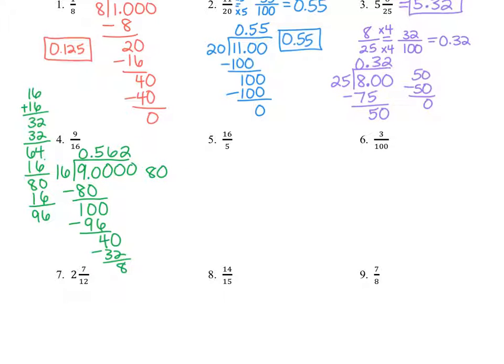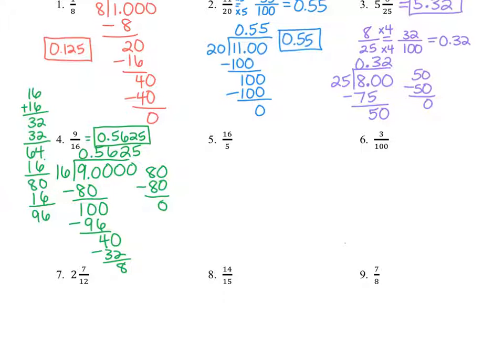And we know that that went in evenly. And that was 5 16s gave us 80. And then we're left with nothing, so we can stop. So our final answer is 0.5625 or 5,625 10,000ths.